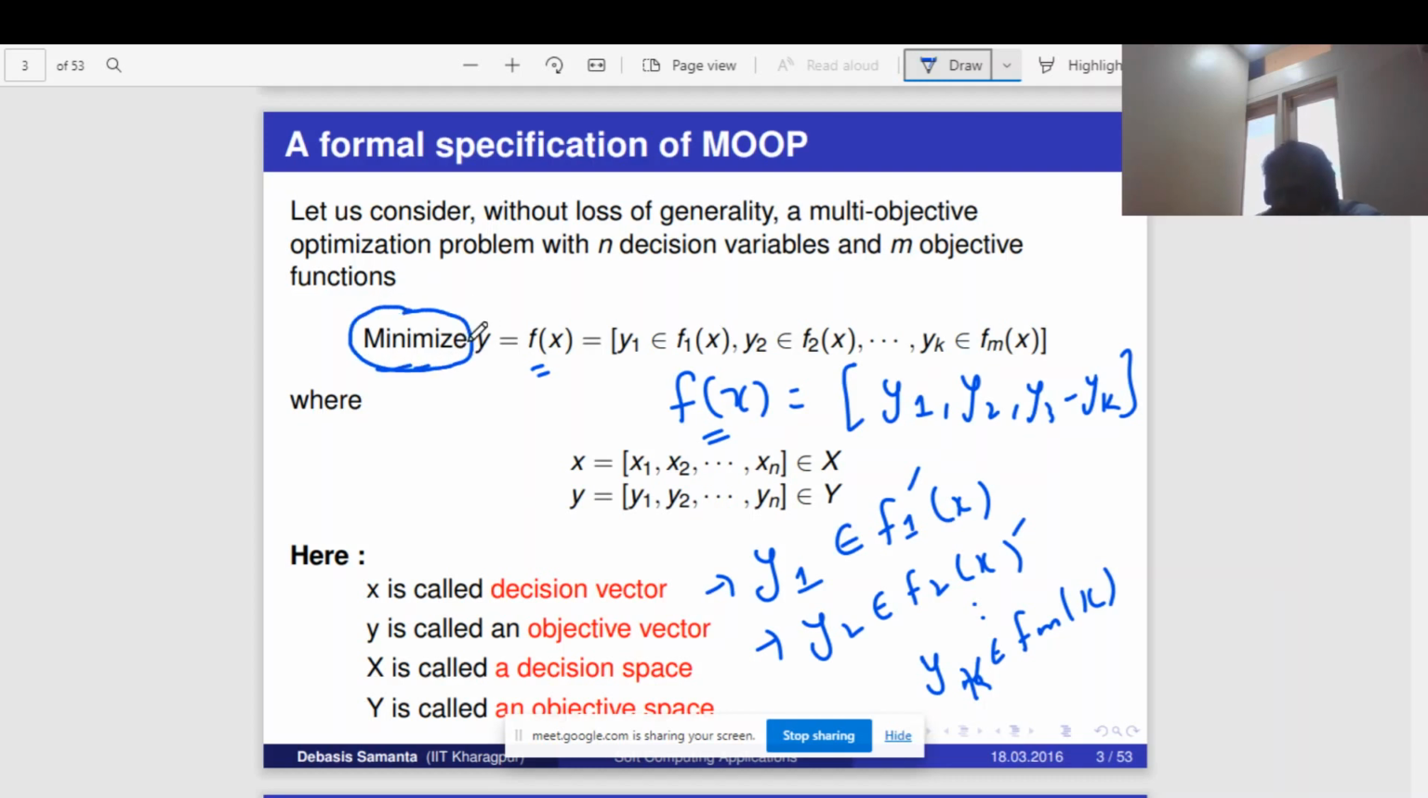The reason is any maximization problem can be converted to a minimization problem. Okay, and also vice versa. Any minimization problem can be converted to a maximization problem. Okay. Now, how to convert? If you ask that question, to convert a maximization problem to a minimization problem, just multiply that problem with -1.